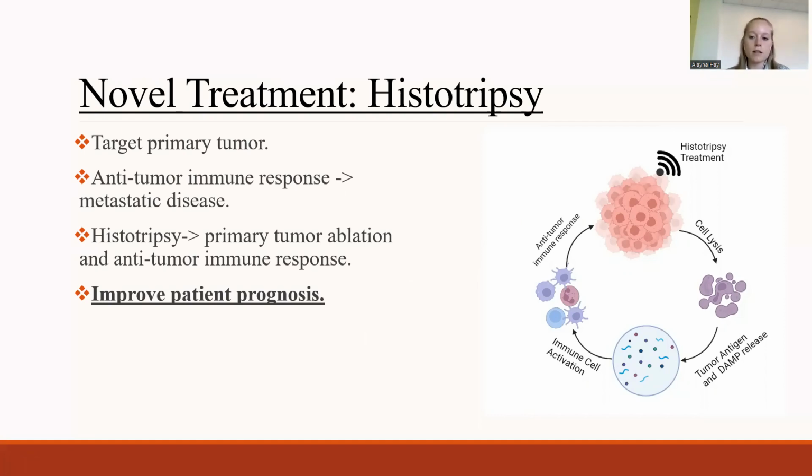Histotripsy will ablate cells, releasing tumor antigens, damage-associated molecular patterns, and other molecules that work to activate an immune response, ultimately stimulating an anti-tumor immune response. Overall, if histotripsy could be employed for osteosarcoma treatment, this would help improve patient prognosis significantly, as it could serve as a surgical alternative for primary tumor treatments and also potentially stimulate an anti-tumor immune response to help mitigate metastatic disease.